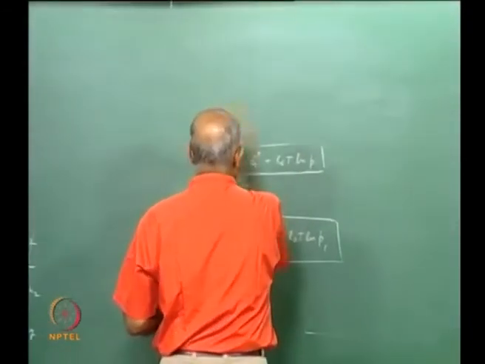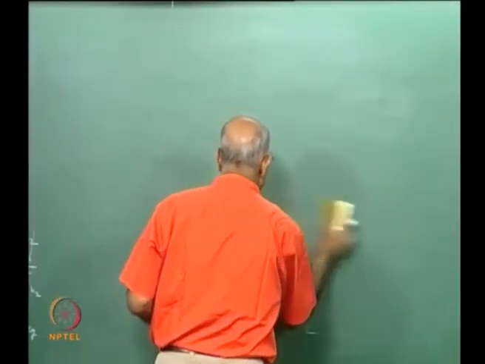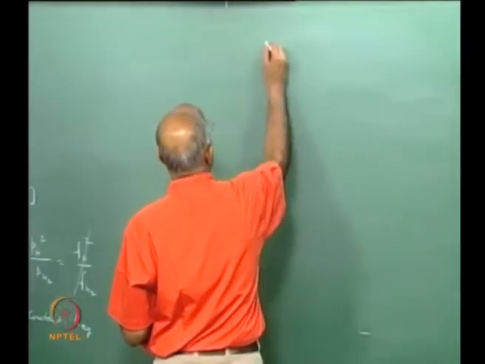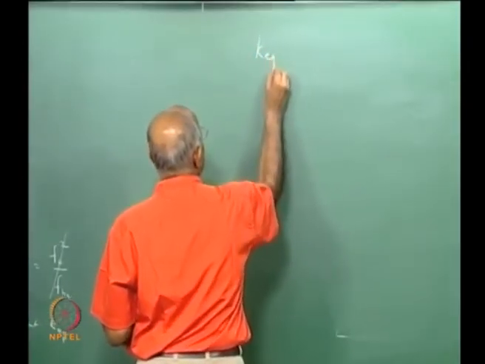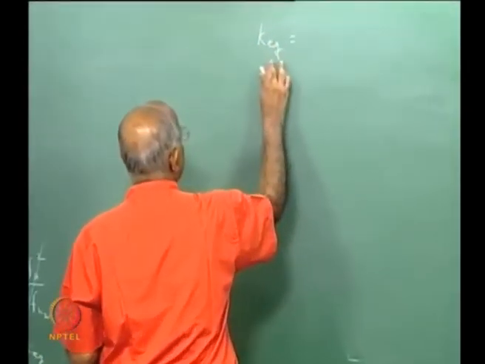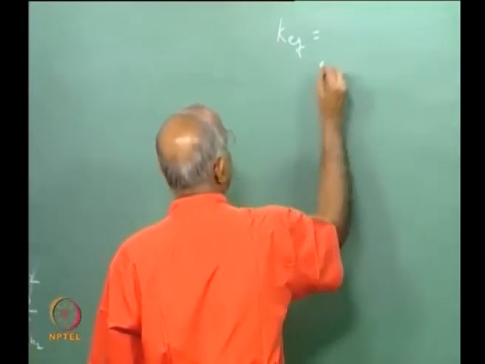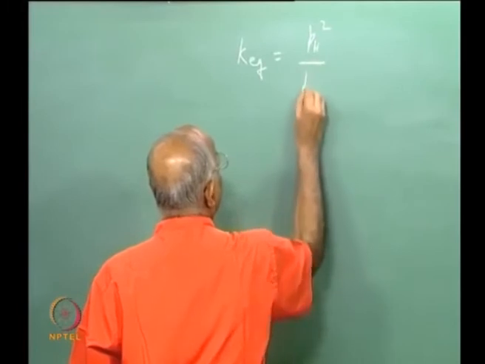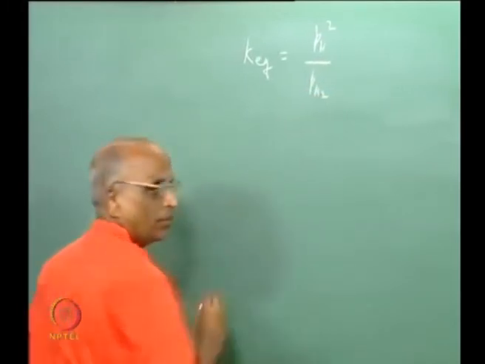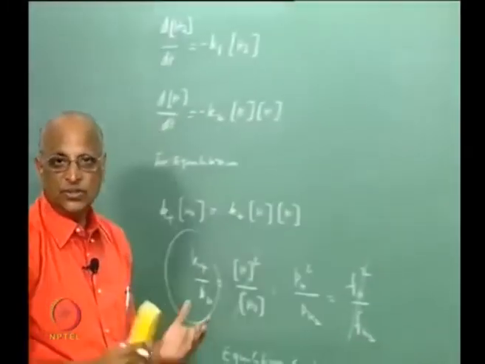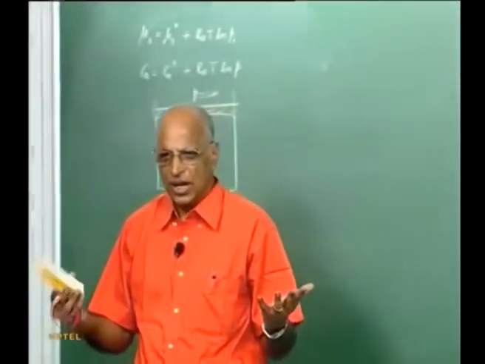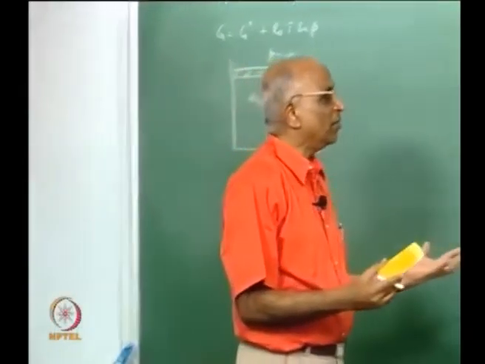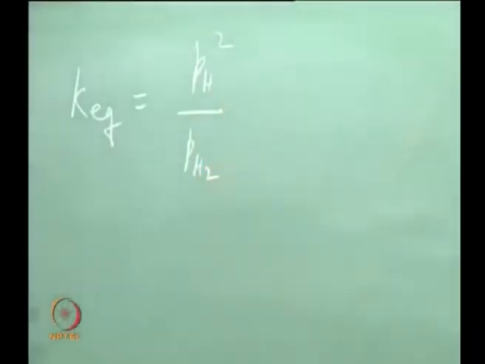Therefore, having defined this, let us write out what is the expression. For the particular case of H2 going to 2H, I can say that the equilibrium constant of the reaction, which I say is K suffix equilibrium, is equal to pH squared divided by pH2. This is a definition of equilibrium constant. Any reaction under equilibrium conditions goes as pH squared by pH2.